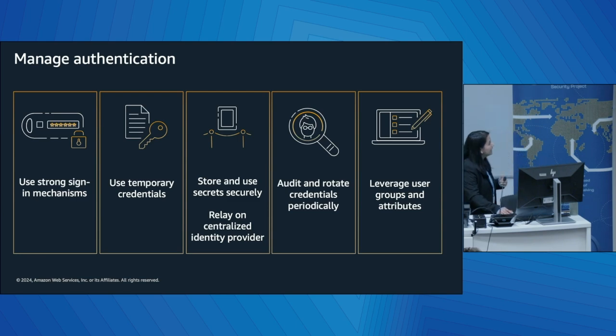You audit and rotate credentials periodically and leverage groups and attributes so that you have one set of users who are required to do, for example, QAs, testers are required to do one set of jobs so they can get access to a particular thing. You don't have to manually do it for each QA or tester.